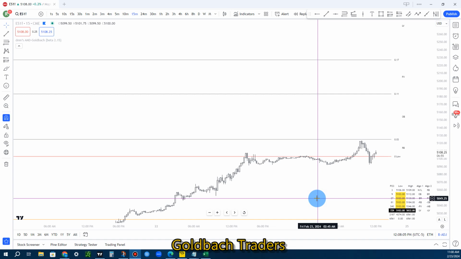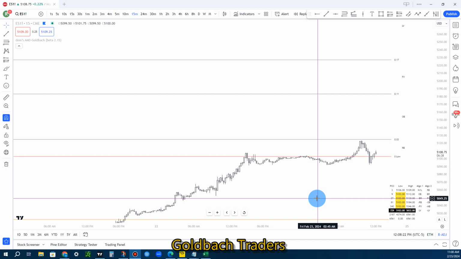It's Richard. It is February 23rd at around 11 a.m. Central Standard Time, or 12 p.m. lunchtime Eastern Standard Time. And today, this is price action on the S&P 500 futures.